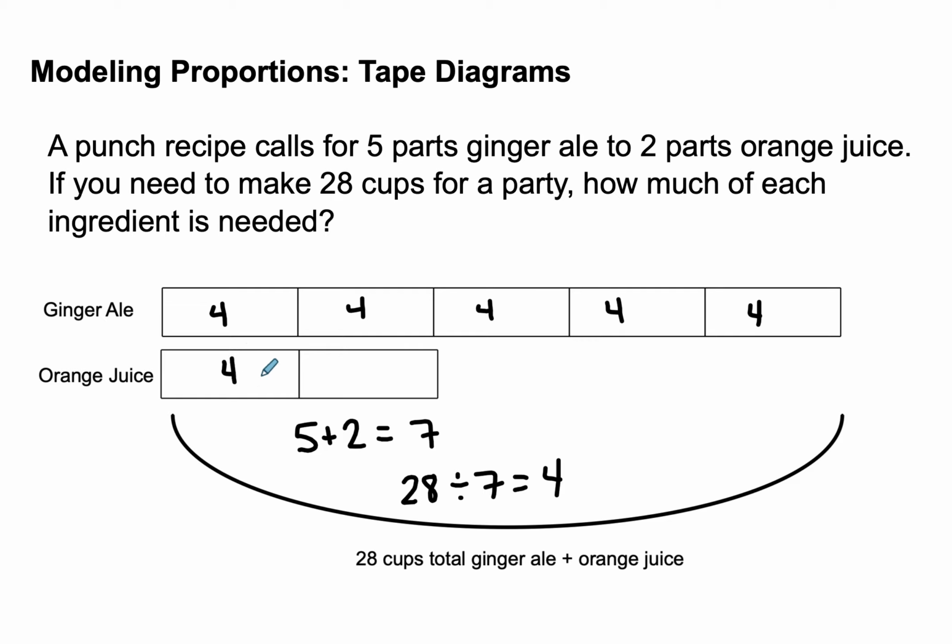So all of those 7 boxes together equal 28 cups of liquid. That means there's 4 cups of liquid in each one. Now that I have that, I can use this information to figure out how much is needed for both. So here I had 5 boxes. Each one is worth 4 cups. So I have 20 cups of ginger ale. And then I have 2 boxes. Each is worth 4 cups. So that's going to be 8 cups of orange juice. And then hopefully that makes sense. 20 cups ginger ale plus the 8 cups of orange juice does give us 28 cups of punch.